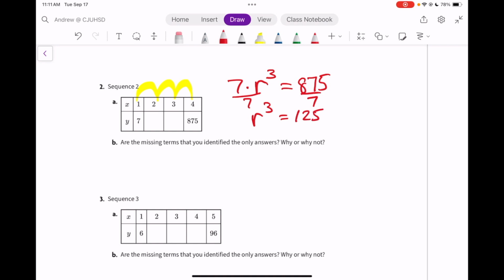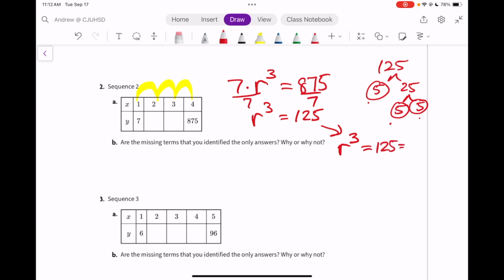What is 125 in its prime factors? 125 is 5 times 25, and 25 is 5 times 5. So you see there are 3 5s that make 125. Well, this is saying there's a number times itself 3 times that gives you 125, or in other words, 5 to the third. Isn't it obvious? R is 5.